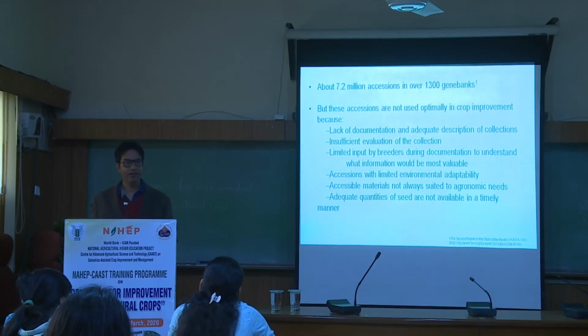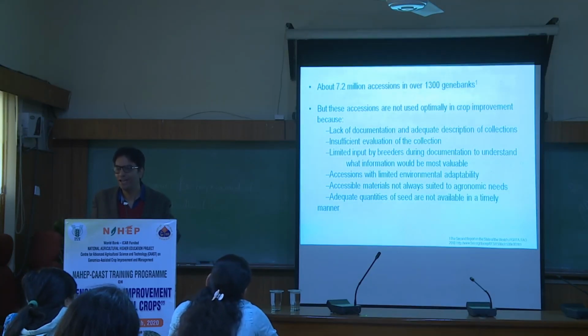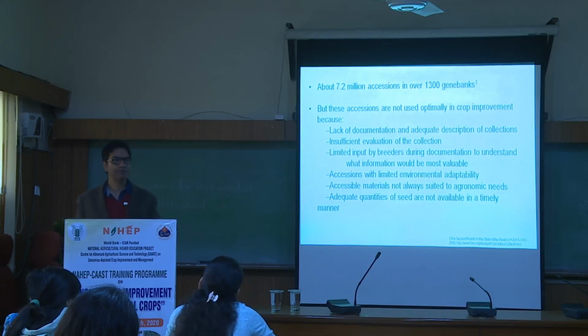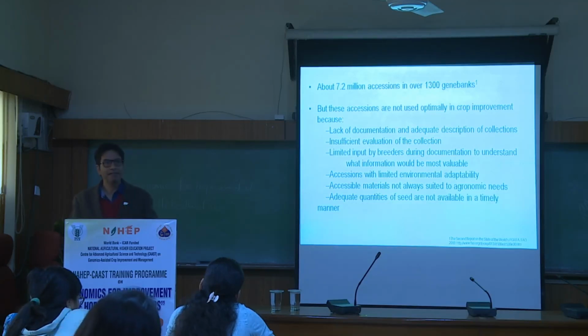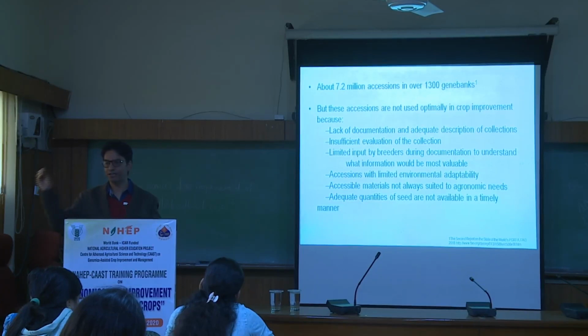They are not evaluating it. They are not characterizing it according to the traits. Why? You need land, you need space, you need money, you need labor. You don't have anything at all. So it has become basically a dump yard. I work mostly on onion and garlic. In case of onion, the viability is at least 6 or 7 months. After 7 months, if you take your seed and you are happy that you are going to start your experiment, it will not germinate at all.